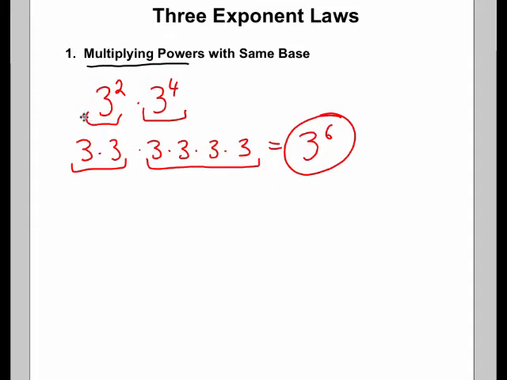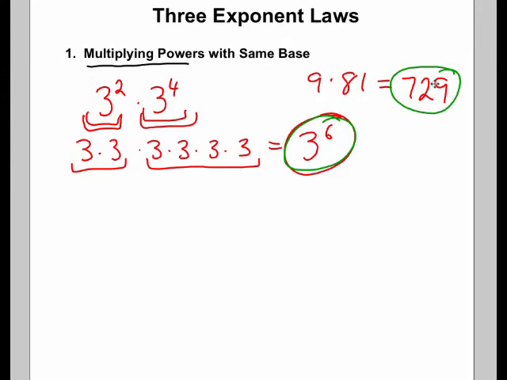And so 3 squared, which is 9, times 3 to the 4th, which is 81, is equal to 3 to the 6th. And you could type that in your calculator and see that in fact it does equal 729. So you might wonder, why would I want to leave my answer as a power instead of a number? Why would I want to do this?